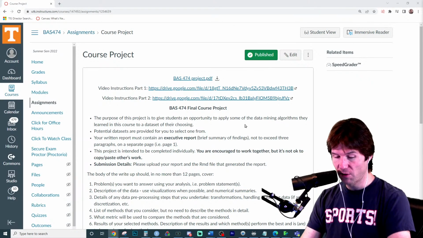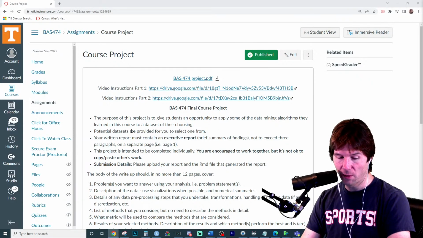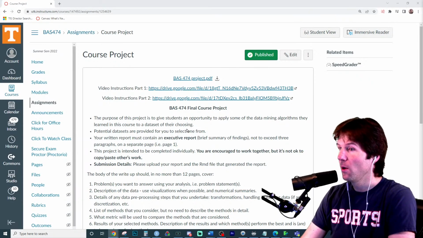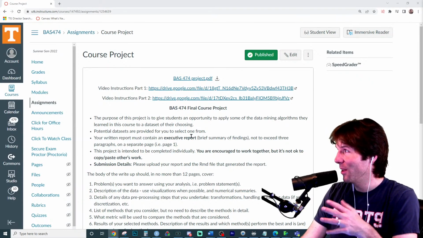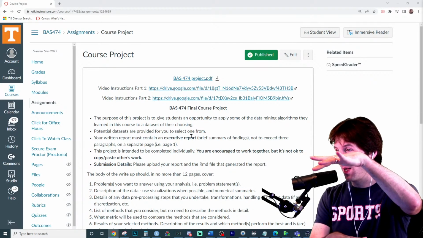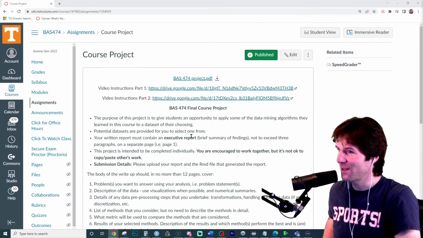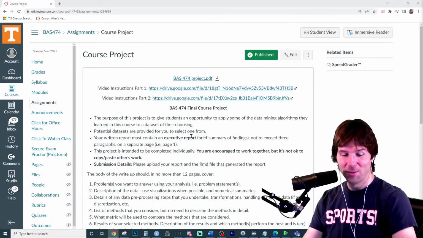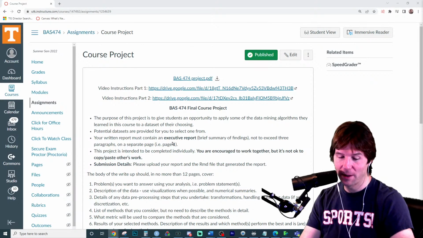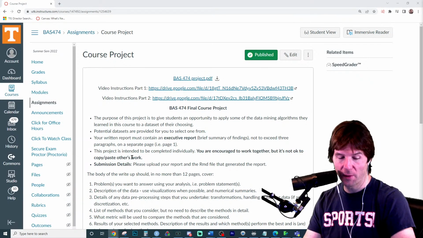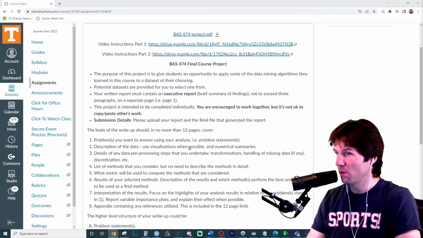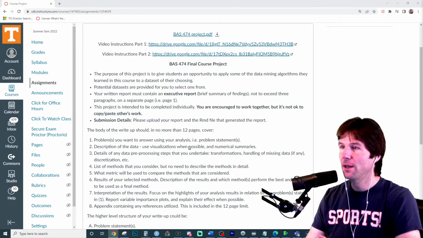The purpose of the project is to give students the opportunity to apply some of the data mining algorithms they've learned to a data set of their choosing. Once again, you can pick any data set you want. I just need to make sure it has enough observations. If you give me an 8 observation data set, we can't really data mine that. It's very small. Your written report must include an executive summary, not to exceed 3 paragraphs, on a separate page. So just a 1-page executive summary.